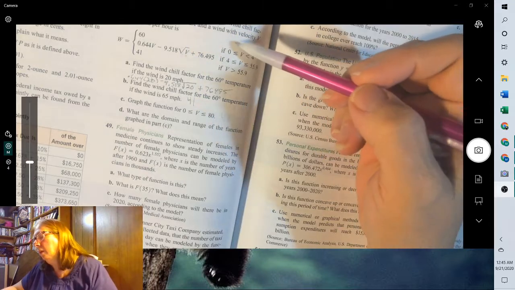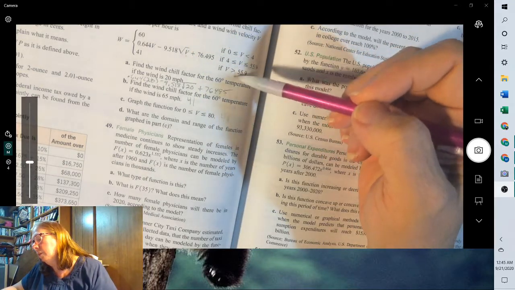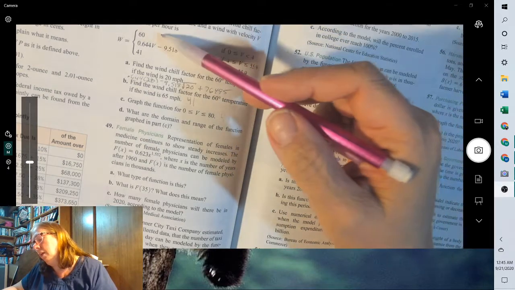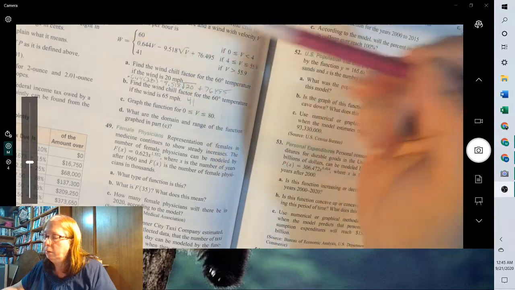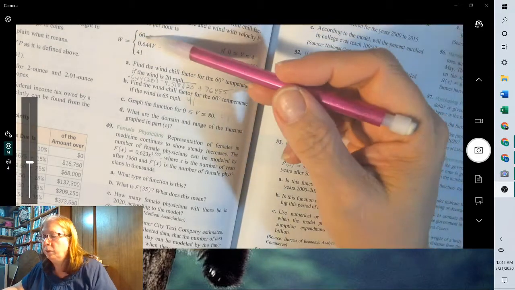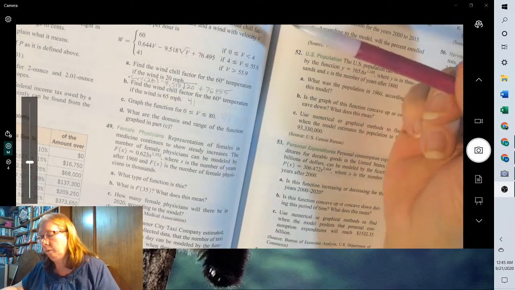But the main thing is to make sure you understand which one to use and being able to plug it in. These two are constant. So from 0 to 4, it's a constant 60. Anything above 55.9 is also a constant 41.